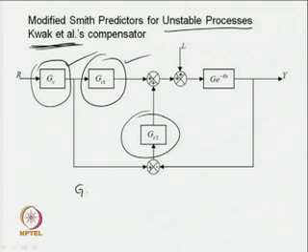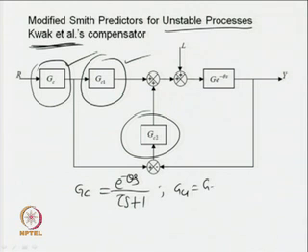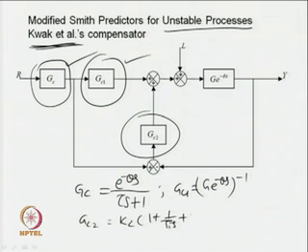Now, they propose that G c can be obtained in the form of e to the power minus theta s upon tau s plus 1, where tau is a tuning parameter, and G c 1 has to be G e to the power minus theta s inverse, and G c 2 will be some PID controller given in the form of K c times 1 plus 1 upon T I s plus T D s. But it is difficult to obtain parameters for the controllers in a straightforward manner, and this scheme may not yield satisfactory performances under certain situations.